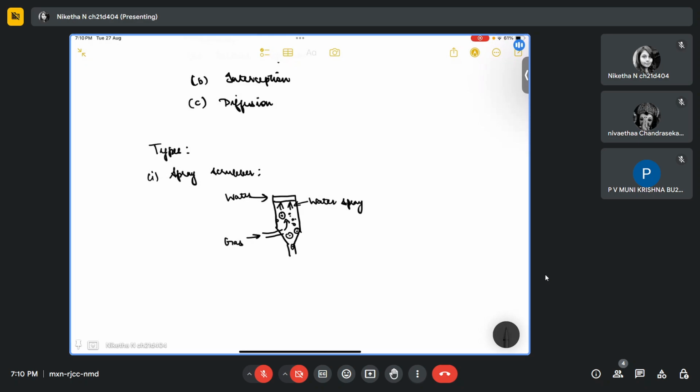And since the gas is moving up and the water droplets are attacking the particles, the gas will come out of the outlet here.